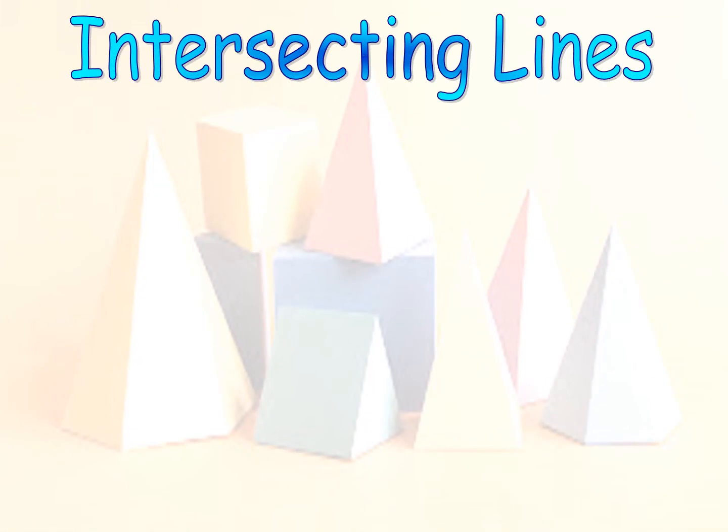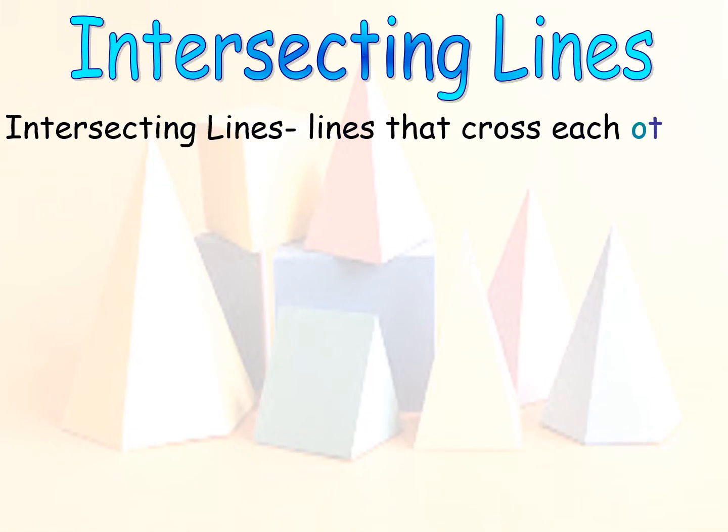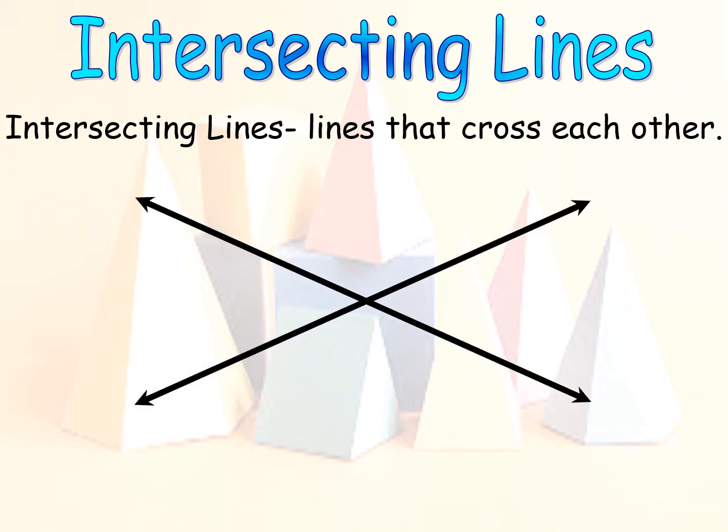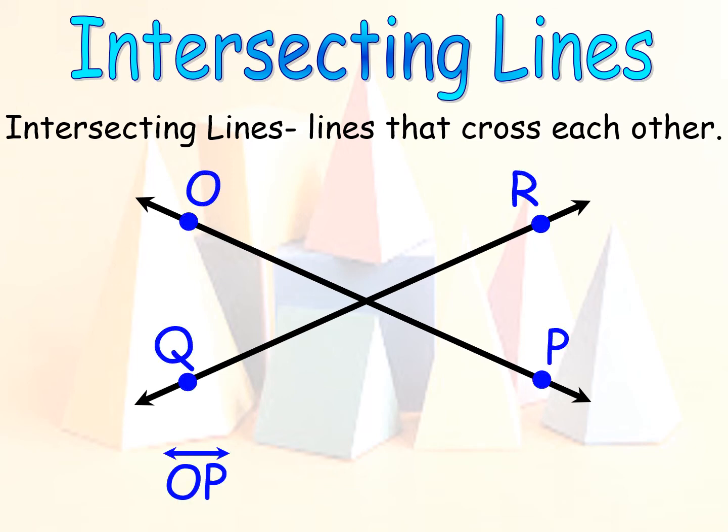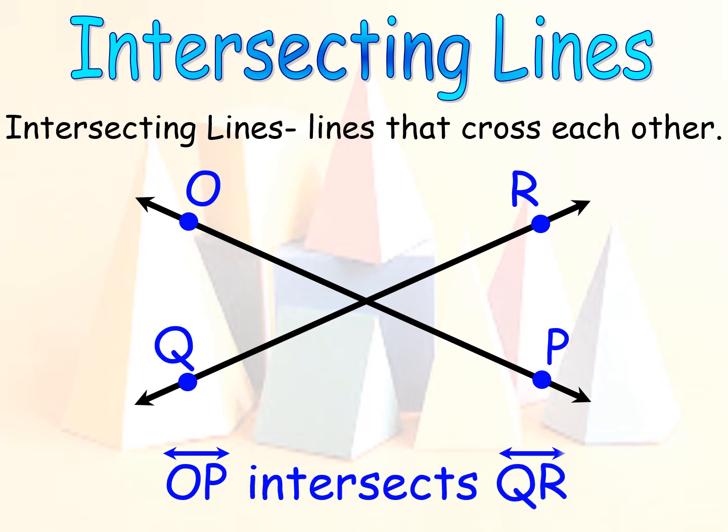Now let us have intersecting lines. Intersecting lines are lines that cross each other. So if we have two lines that cross each other, it looks like this. So line OP intersects line QR.